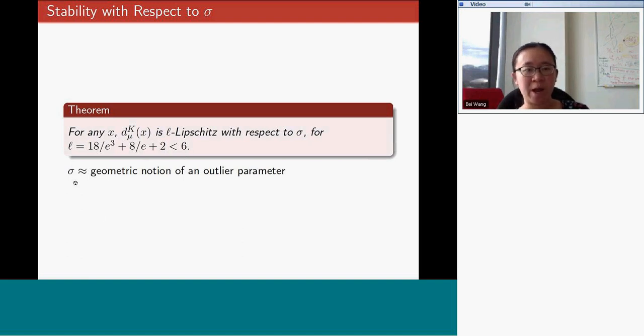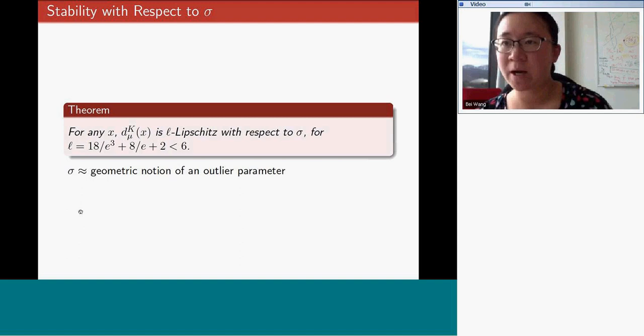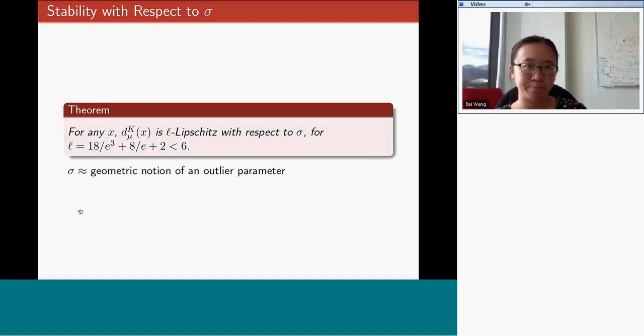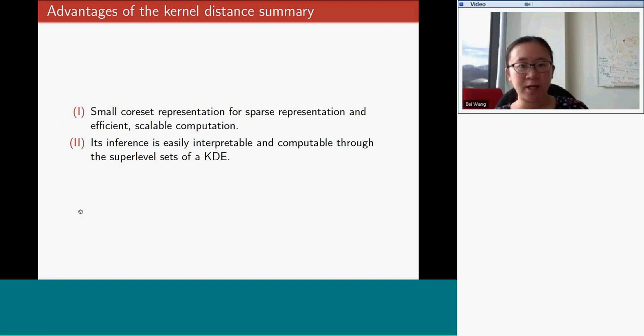You can consider the bandwidth, or the roughness of the Gaussian kernel, as a geometric notion of an outlier parameter: how much you smooth out the underlying noise. The kernel distance has a nice Lipschitz condition with respect to this parameter. One of the advantages is that we can construct or compute kernel estimates with a small core set, which leads to very efficient computation.